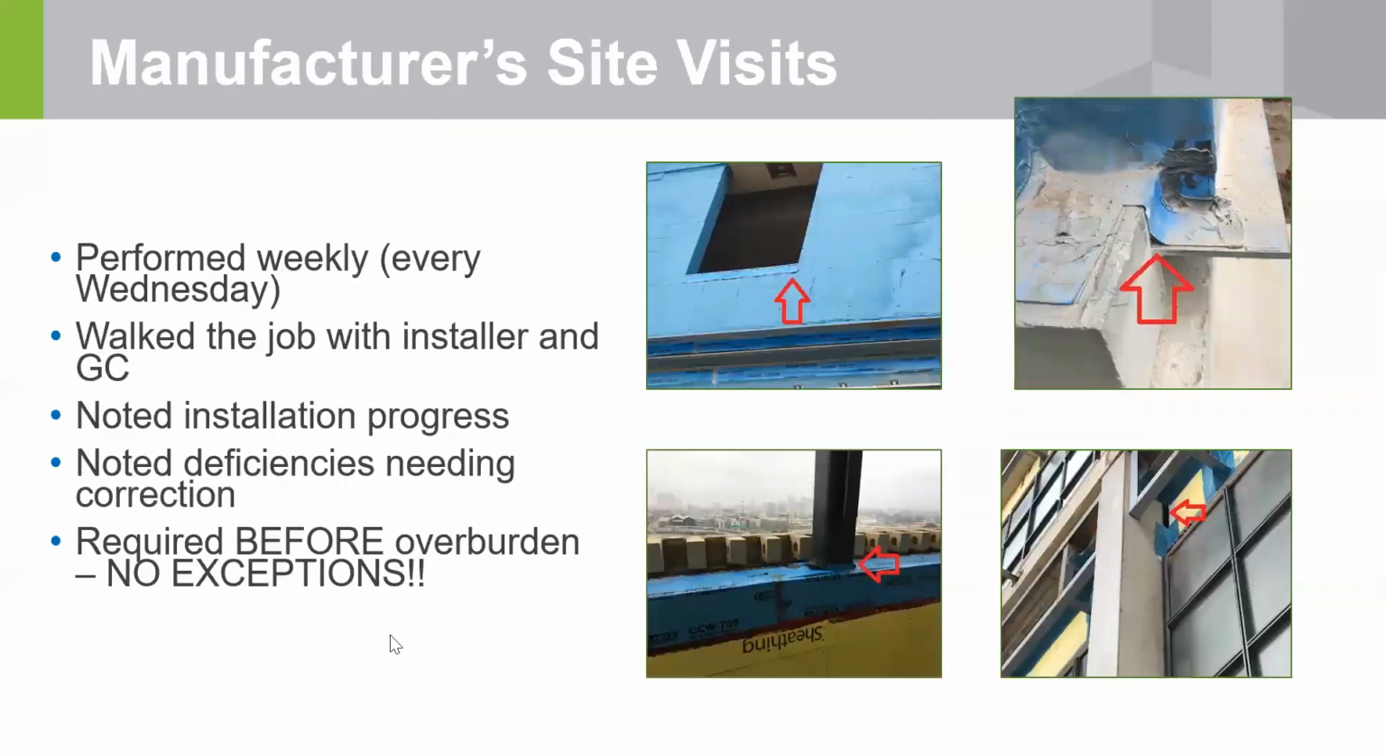Now the site visits. Remember back in the first slide, I was talking about the manufacturer agreeing to walk the site once a week with the installer and note any deficiencies. And this had to be done before the work could be covered up. This is just an example of photographs from the site visit report where they would note areas that needed to be addressed. And the important thing, I got the caps down the bottom. I mentioned that earlier. You can't cover the work until it's inspected, because at that point it's very hard to do anything about it.